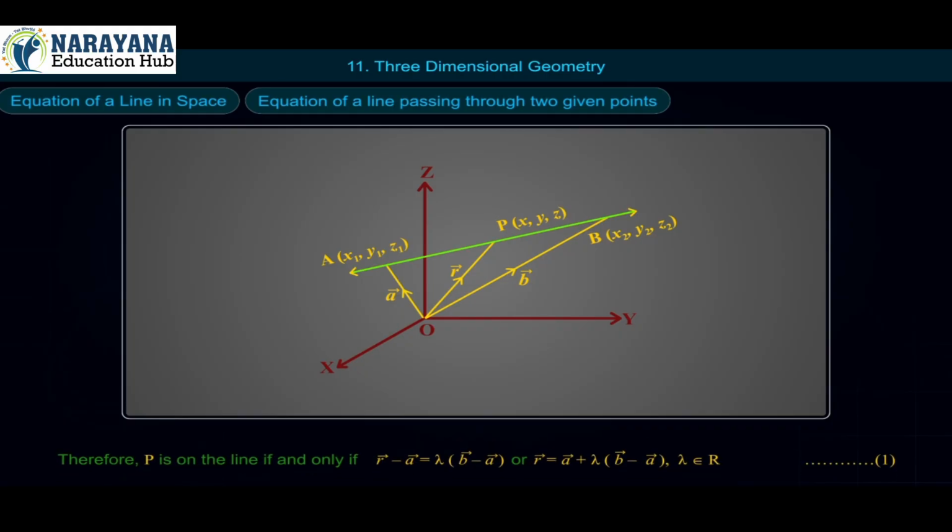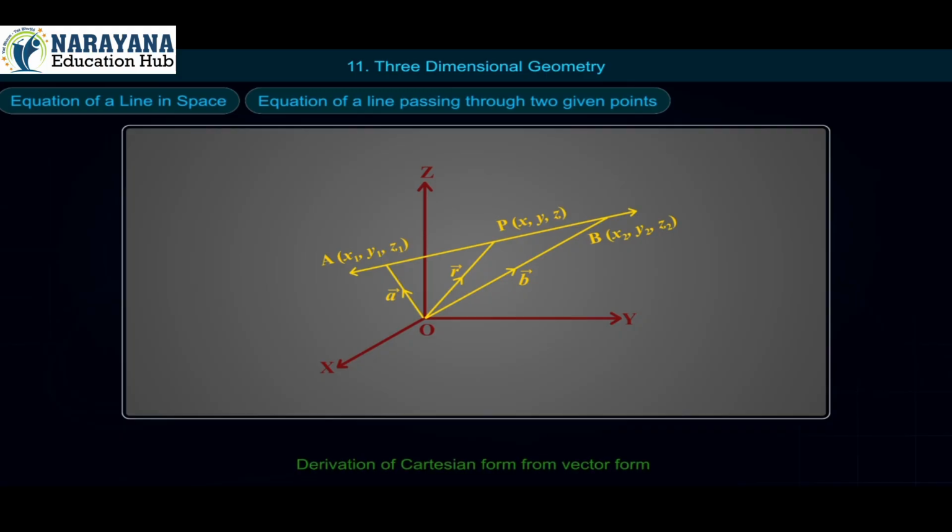Therefore, P is on the line if and only if vector r minus vector a is equal to lambda into (vector b minus vector a), or vector r is equal to vector a plus lambda into (vector b minus vector a), where lambda belongs to R. Equation 1. This is the vector equation of the line. Derivation of Cartesian form from vector form.